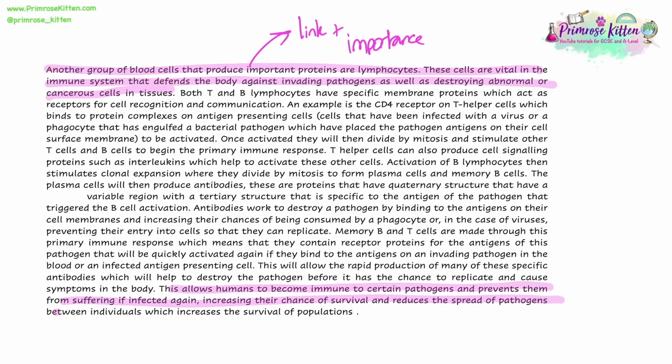And then importance at the end again, so talking about the importance of immunity and how that helps increase survival in terms of the secondary immune response, importance of how that helps to prevent the spread of pathogens between individuals. You could have included bits about vaccines here to show that we've harnessed this potential of antibodies and antigens as proteins, and we've used it to help us gain immunity artificially, which would have been a nice way to do this.